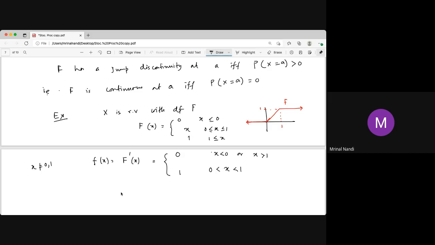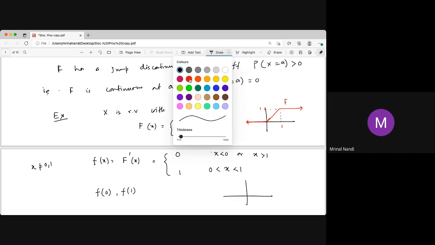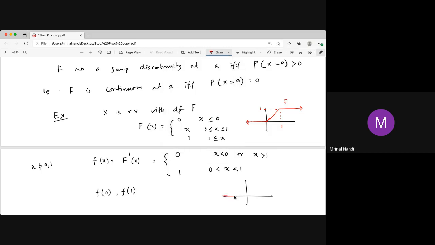And what about at 0 and 1? What about f(0) and f(1)? You can't get it from capital F. You can define anything actually, you can define it arbitrarily. So the small f function is like that: before 0 it is 0, after 1 it is 0, and from 0 to 1 it is 1.